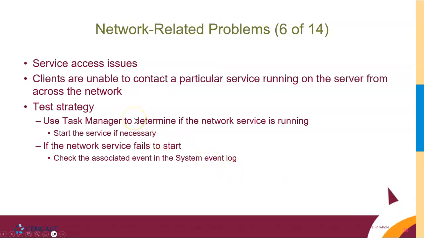So service access issues. Clients are unable to contact a particular service running on the server from across the network. So how do we test this? We use Task Manager to determine if the network service is running. If it's not running, we start it. If the network service fails to start, we check the associated system event log.